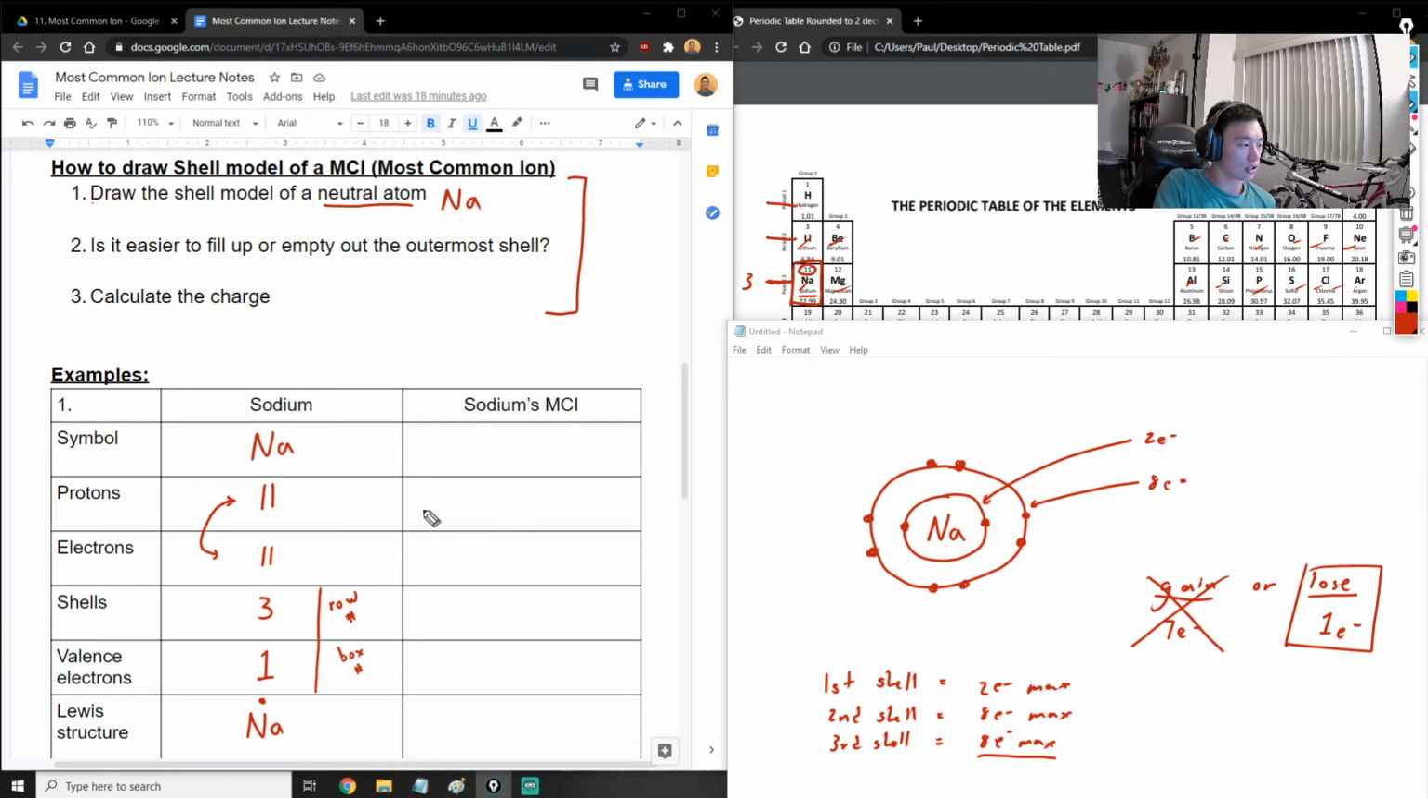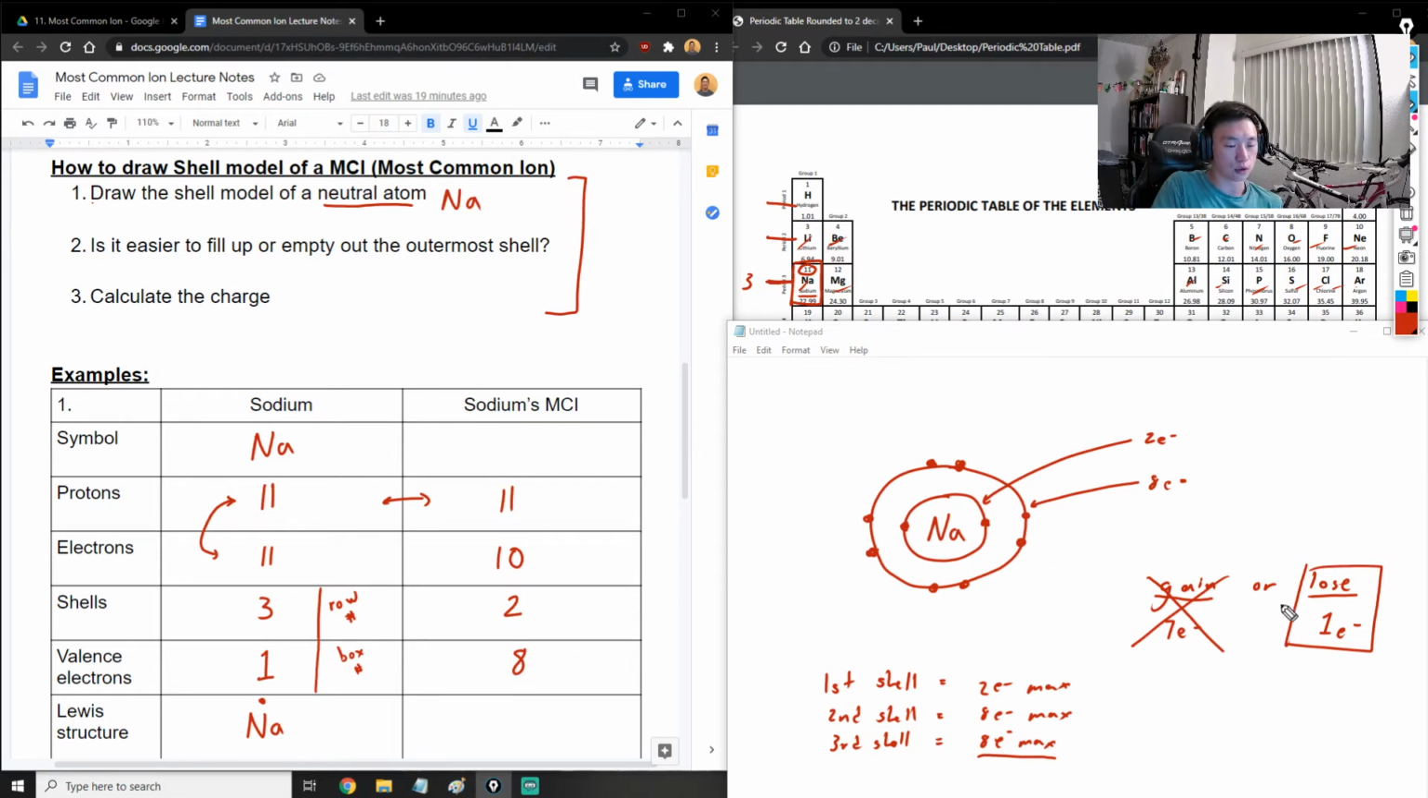So we can start filling out these numbers a little bit. Sodium still has 11 protons because it's sodium. The protons can never change. For the electrons, if I lose 1 from 11, it's going to be 10. How many shells does it have? It has 1, 2, because that outside shell disappears. Now for the valence electrons, how many electrons on the outside shell? There's 1, 2, 3, 4, 5, 6, 7, 8. There's 8. Okay, now we just need to do the symbol and the Lewis structure.